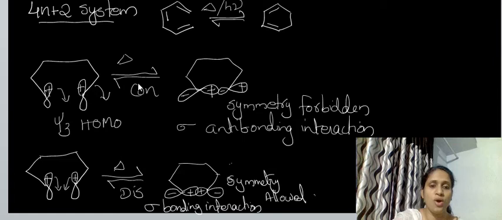When it undergoes conrotation, both the orbitals will rotate towards the same side and we get sigma anti-bonding interaction, or it is symmetry forbidden. Whereas when it undergoes disrotation, both the orbitals rotate towards the opposite side, it is symmetry allowed, or it forms sigma bonding interaction. Sigma bonding interaction is highly stable, whereas sigma anti-bonding interaction is highly unstable.